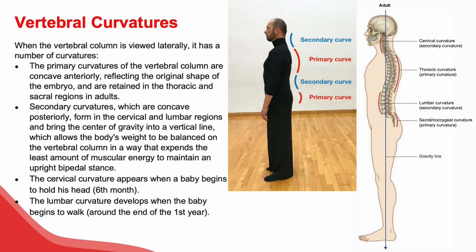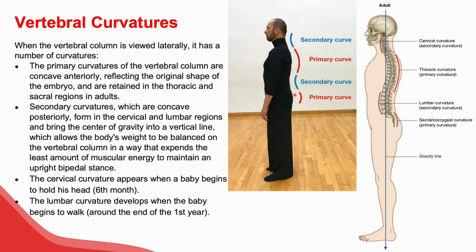When the vertebral column is viewed laterally, it has a number of curvatures. We have primary curvatures, and then we have secondary curvatures. Primary curvatures of the vertebral column are concaved anteriorly, reflecting the original shape of the embryo, and are retained in the thoracic segment and in the sacral segment in adults.